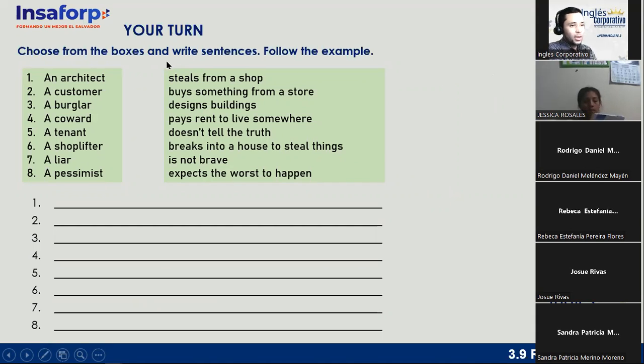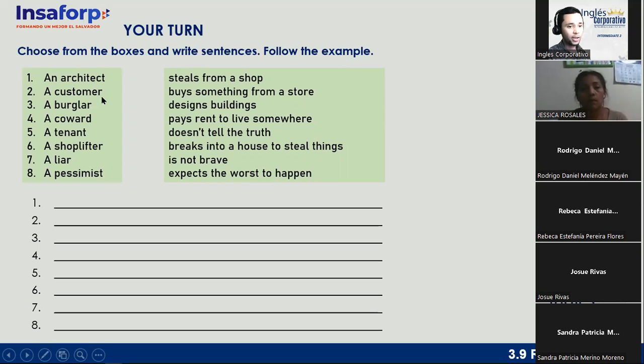You're going to be working in pairs for this activity. Or maybe not in pairs. Let's see. In groups of 3. That's better because there are 12. Yeah. Groups of 3. Choose from the boxes and write sentences. Follow the example. First you need to choose from the first box and you need to complete the sentence with a phrase from the second box.